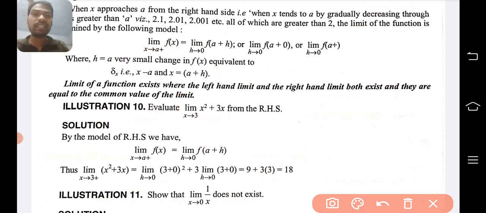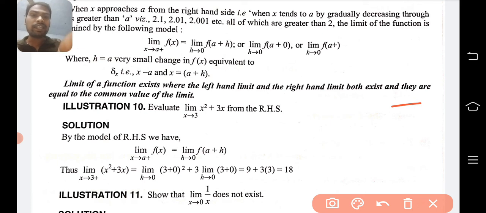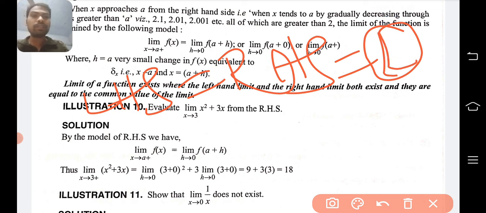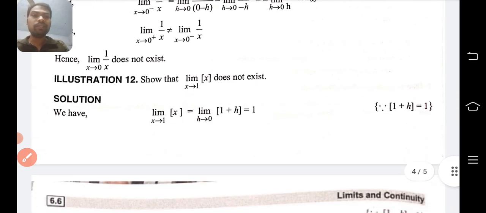So here it is written that the limit of a function exists when the left hand side limit and the right hand side limit both exist and they are equal to a common value of the limit. Whatever the common value that appears, that must be the limit, meaning LHS is equal to RHS, and this is equal to that common limit value. Clear? So in this way we can derive whether the limit exists or not. Clear?